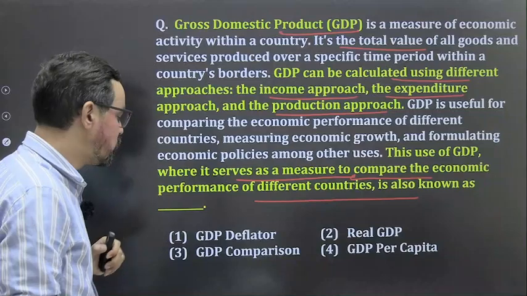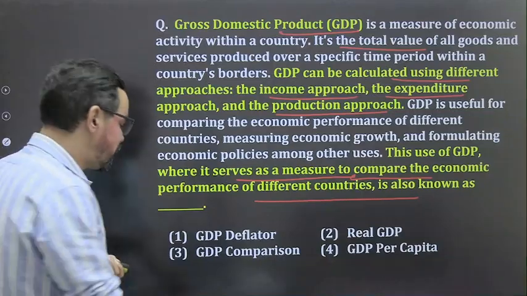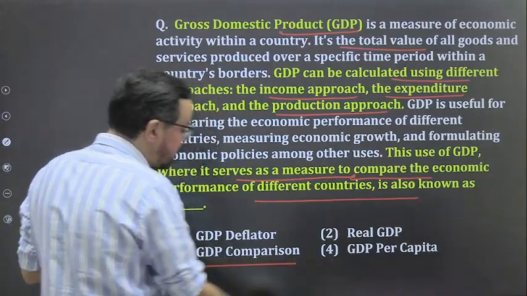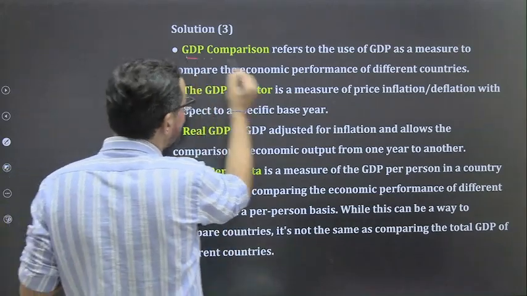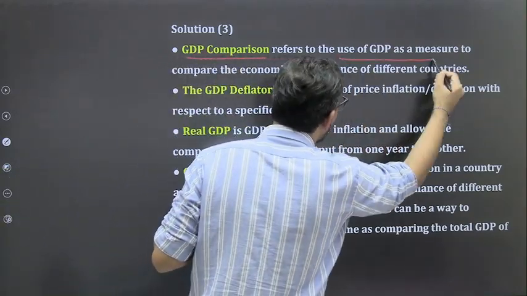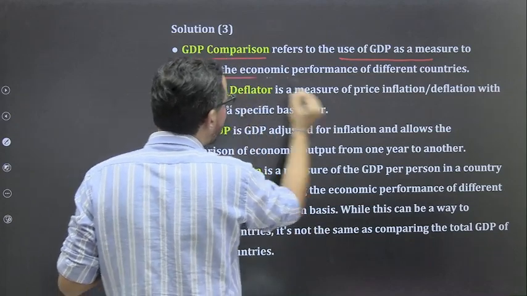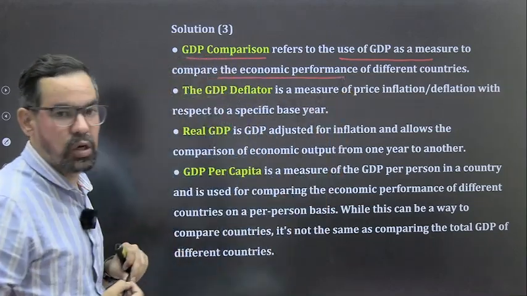The use of GDP as a measure to compare the economic performances of different countries is known as, so इसको हम लोग क्या बोलेंगे? It is as simple as that. It is known as GDP comparison, right? So बहुत आसान है, ठीक है? So GDP comparison refers to the use of GDP as a measure to compare the economic performances of different economies or countries.